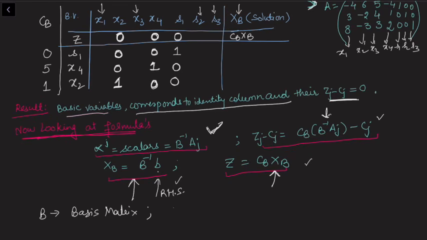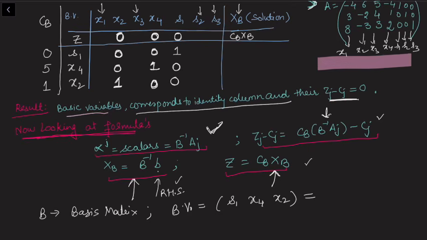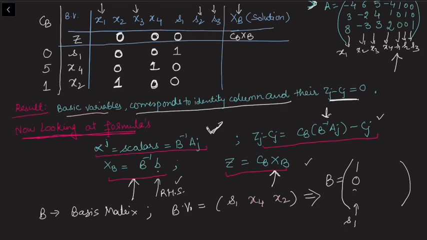So B, which is actually the basis matrix, or we can say B is the basis matrix corresponding to the basic variable set. What are the basic variables currently? S1, X4, X2. So from the coefficient matrix which we have earlier written, identify the columns corresponding to S1, X4 and X2 and write them in the same order. So this implies my B matrix is, first I have to write the column of S1. So looking from here, what is the column of S1? This is 1, 0, 0.